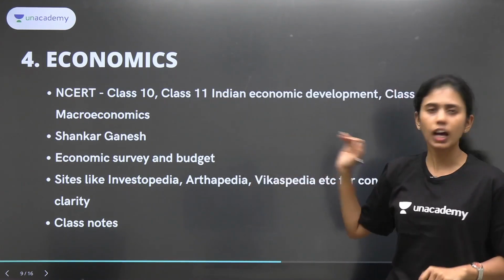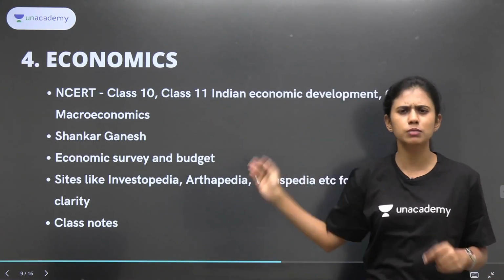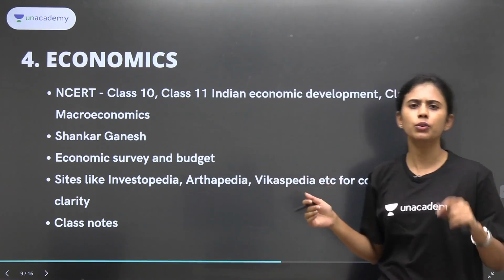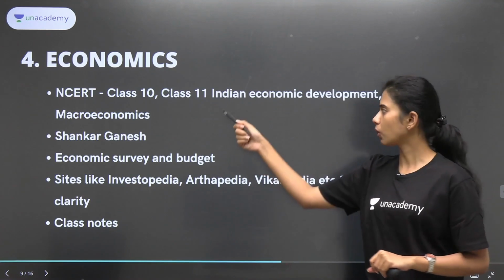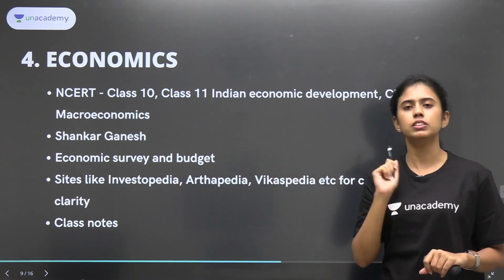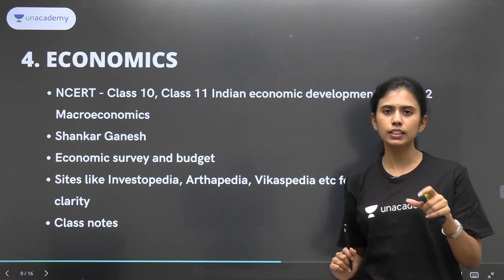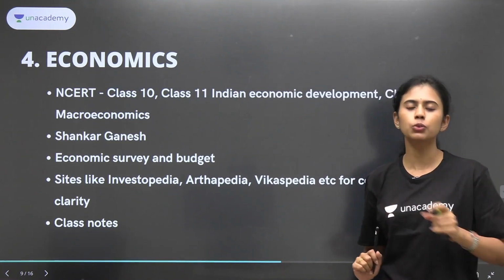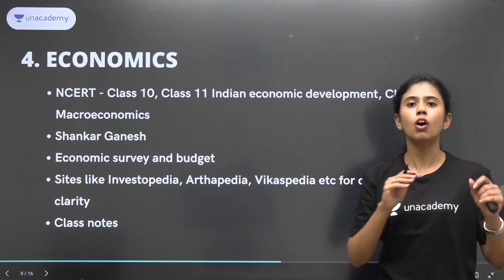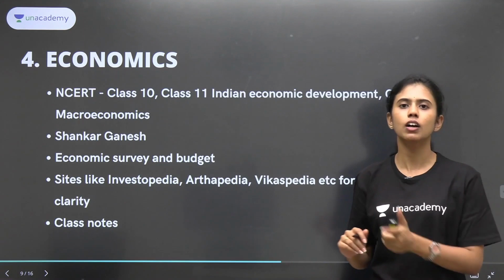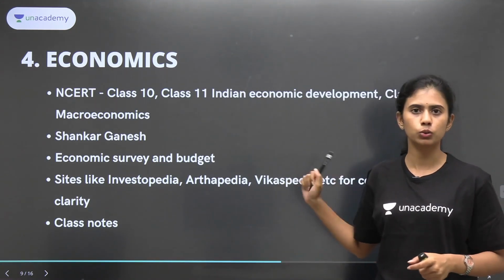Again, I did read economics NCERTs also, class 10 NCERT. Again, it's a very small book. It will hardly take you half a day to read it. So I went through it. Then there is this book called Indian Economic Development, which is the class 11 NCERT. Again, a very good book. The data there is a bit outdated, which you will have to correct with the current data. But the concepts that are explained, how the Indian economy evolved, that is very brilliantly given in this NCERT. So you can go through it.